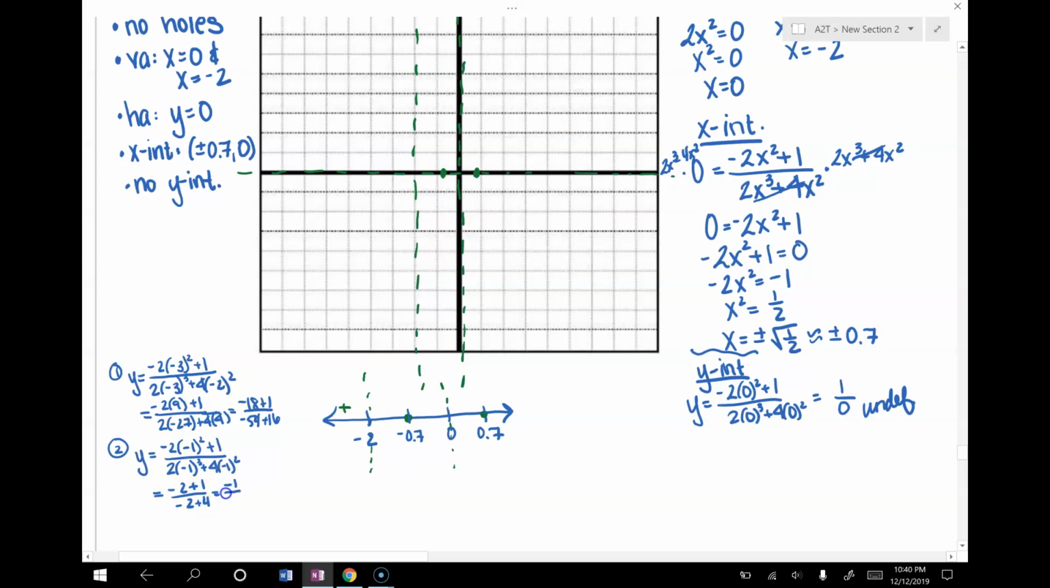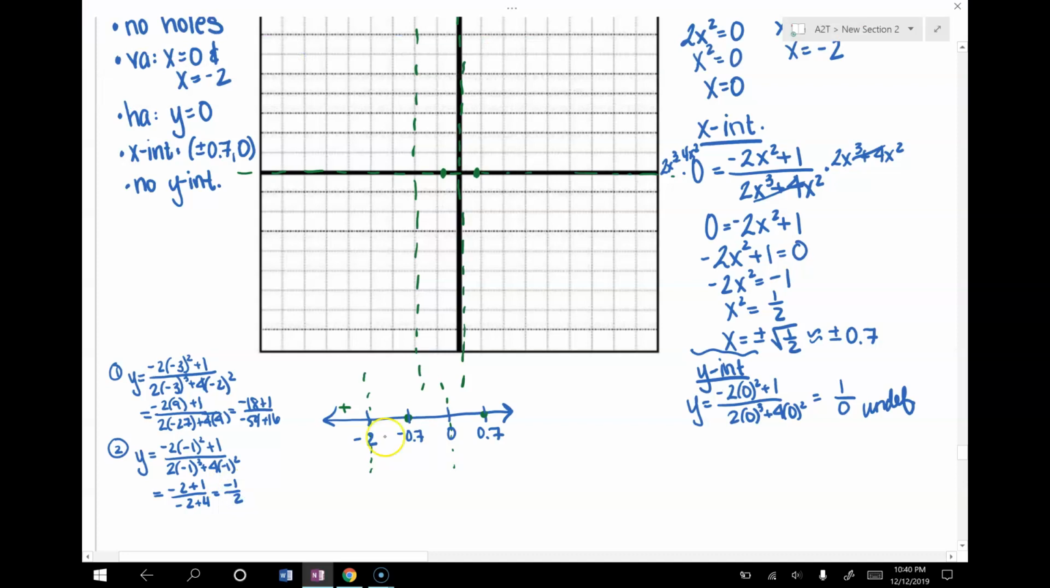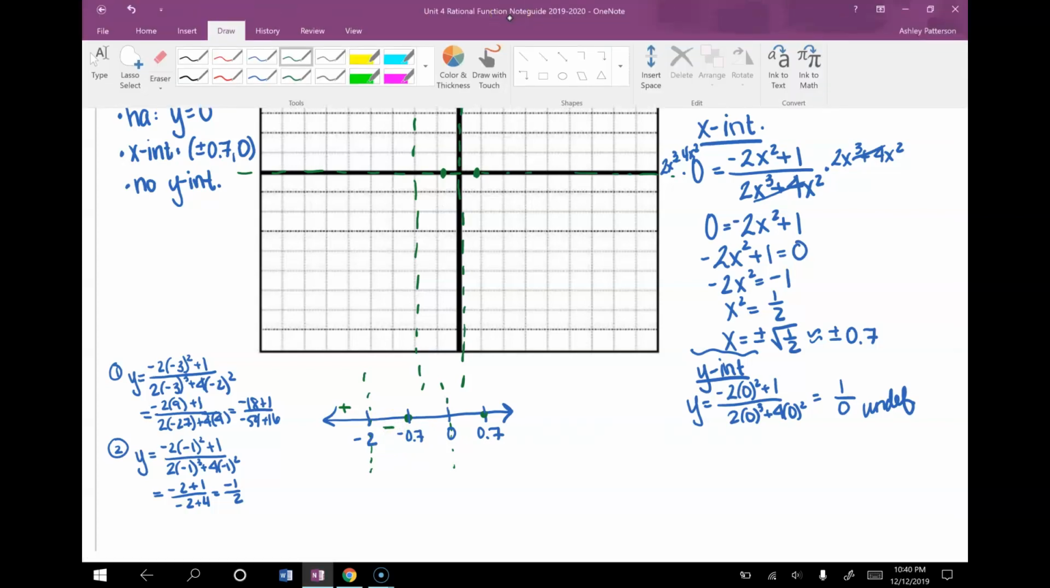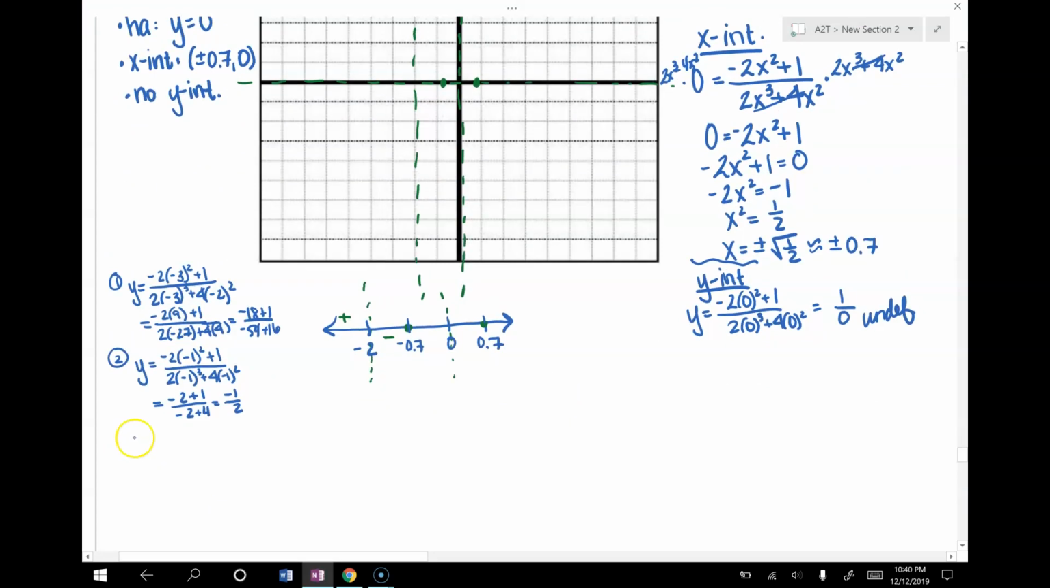That's going to be a negative 1 over 2. So this is negative. I'm going to put it below my number line so I know that that's where my function's going to exist. All right, for this next one, let's choose negative a half, because it has to be between 0 and negative 0.7.